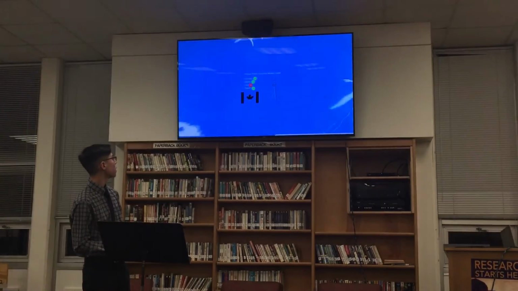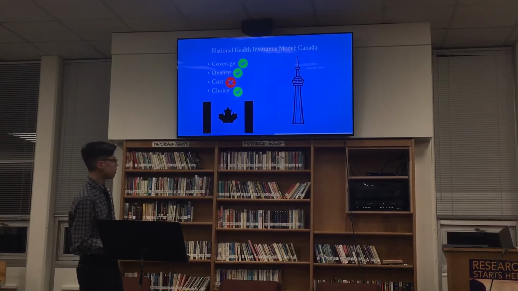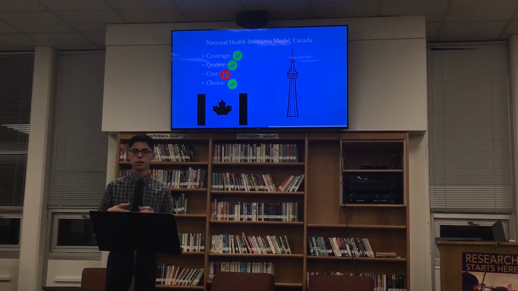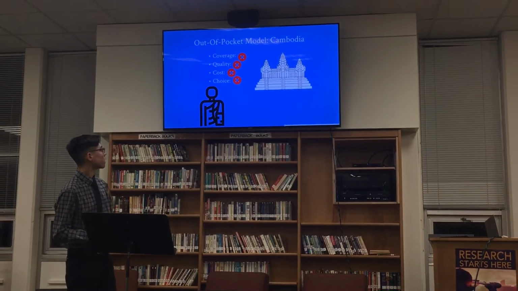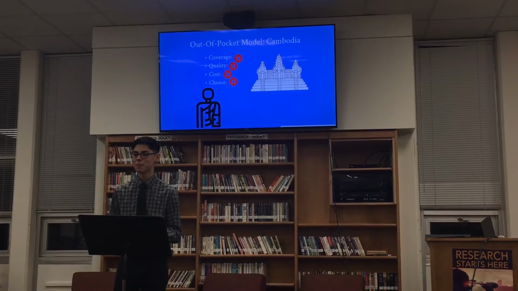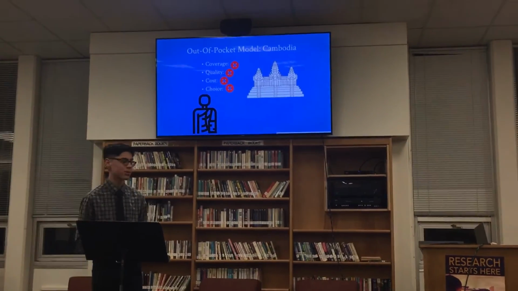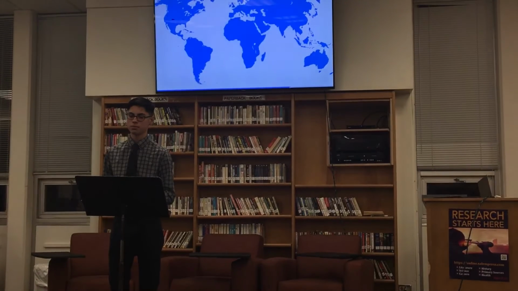And then Canada uses the National Health Insurance model. Like the Bismarck model, they have the same coverage, quality, and choice, but their cost is quite detrimental. And finally, the out-of-pocket model in Cambodia. As you can see, third world countries don't have the resources and simply cannot have any of the luxuries of modern healthcare.